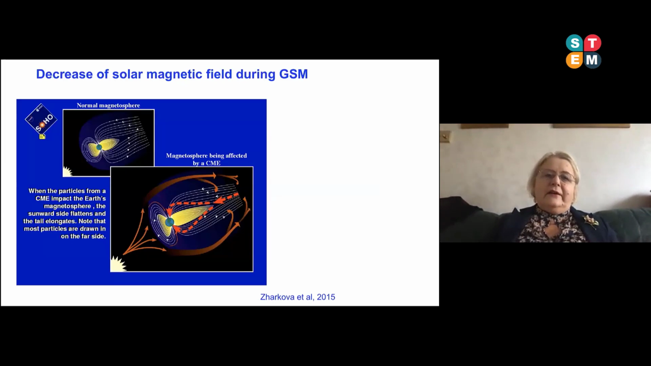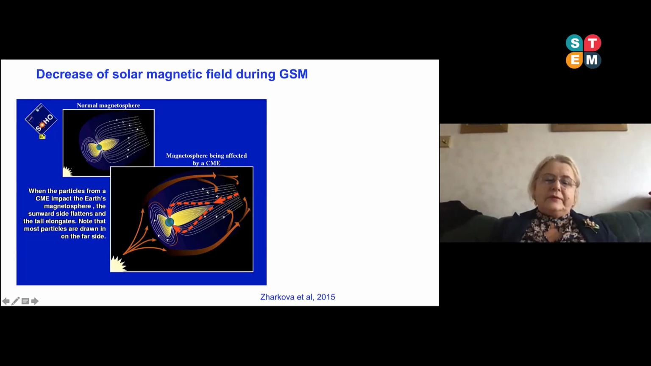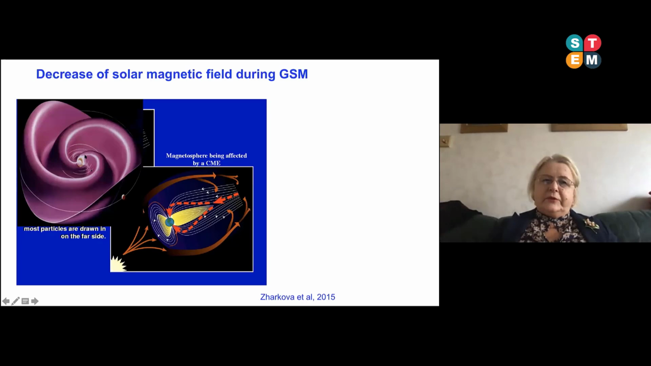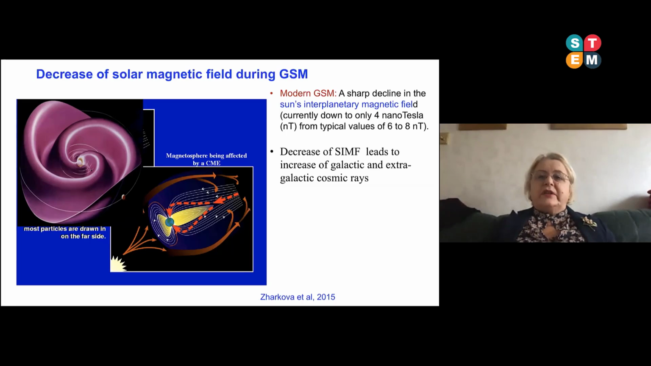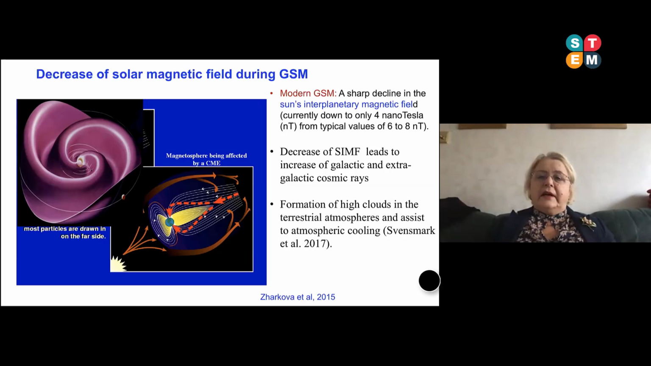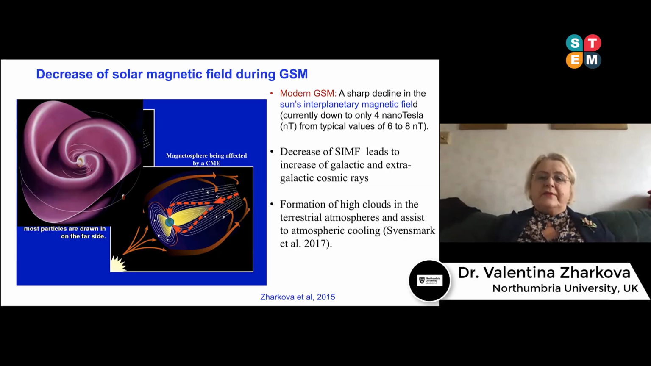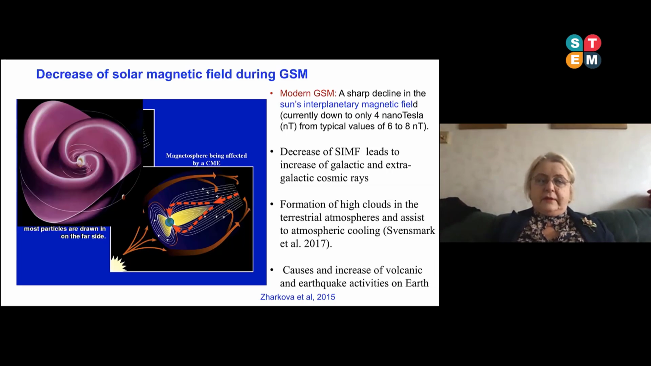Given the fact that the Earth is in the solar planetary system, the solar magnetic field affects the Earth. Through its rotation, the magnetic field actually protects the solar system from any strangers and cosmic rays from galaxies and so on. But during the solar magnetic minimum, this magnetic field declines, and we now know that in the modern grand solar minimum it has already declined to 4 nanotesla from a normal 8 nanotesla. The decrease of the solar interplanetary magnetic field leads to an increase in galactic and extragalactic cosmic rays and the formation of high clouds in the terrestrial atmosphere, which will assist atmospheric cooling and cause an increase of volcanic and earthquake activity of the Earth.